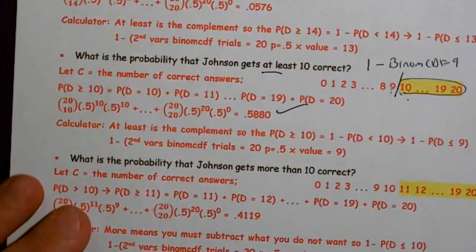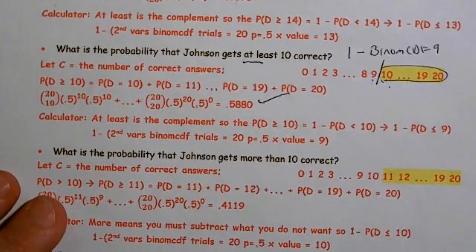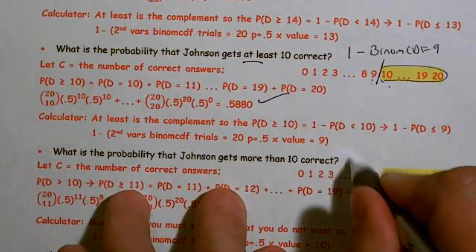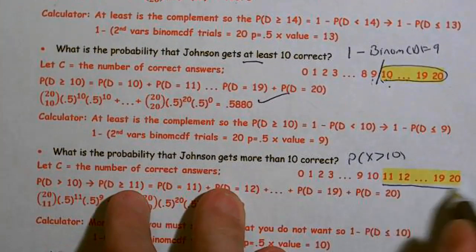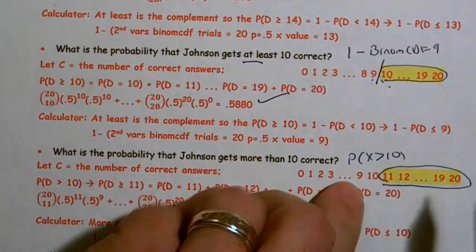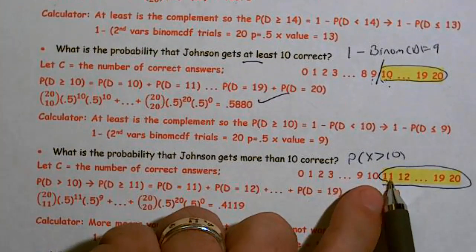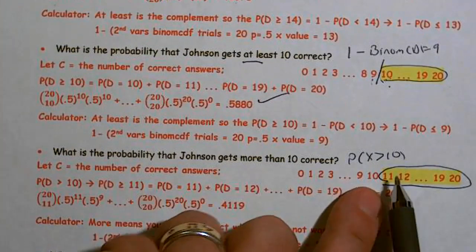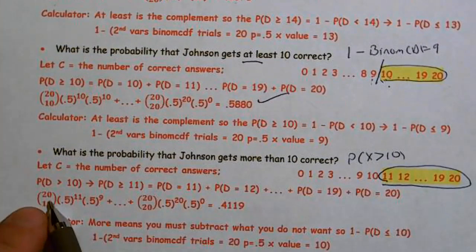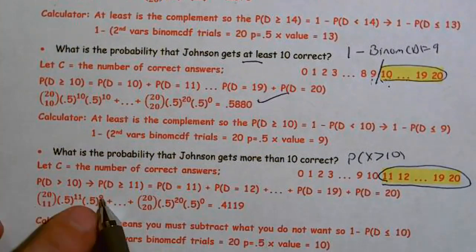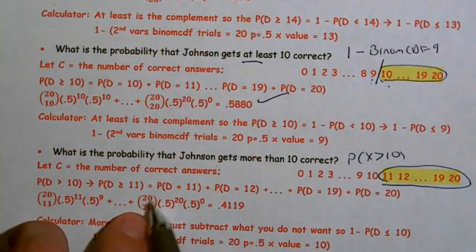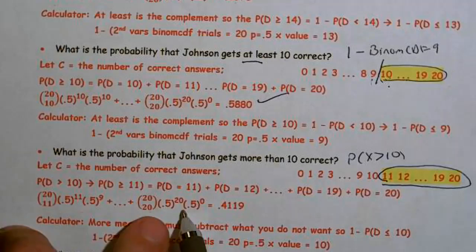Okay. What's the probability that he gets more than 10? Be careful. So we're looking for the probability that X is greater than 10. That means we need 11 through 20. So once again, it's a CDF. We have multiple values, so this is going to be a CDF. All right. So PDF of 11 all the way to the PDF of 20. So here's 20 choose 11. Probability of guessing correct to the 11th. 20 minus 11 is 9. And then there's 20 choose 20. So there's my lowest and there's my highest.